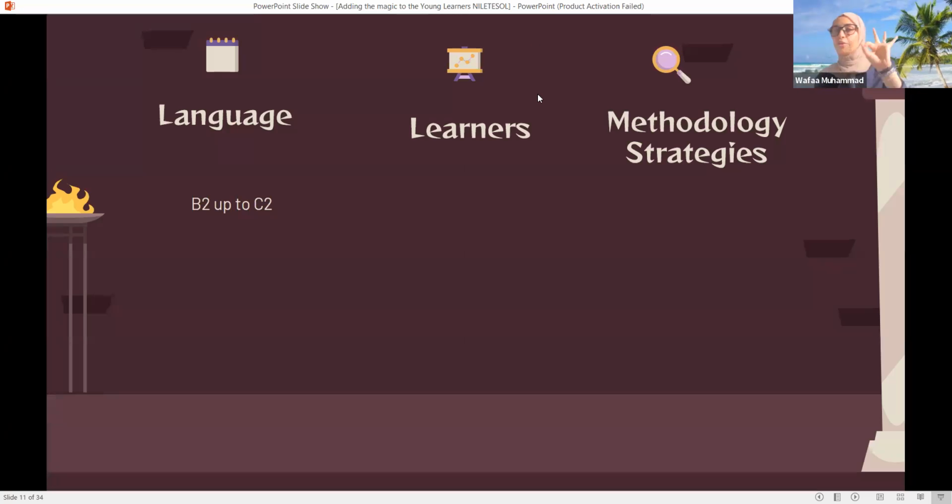What about the third thing, which is learners? What about learners? You need to know what their characteristics are. How do they learn? You need to learn about them.